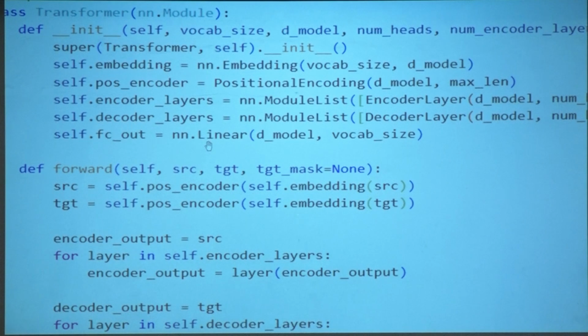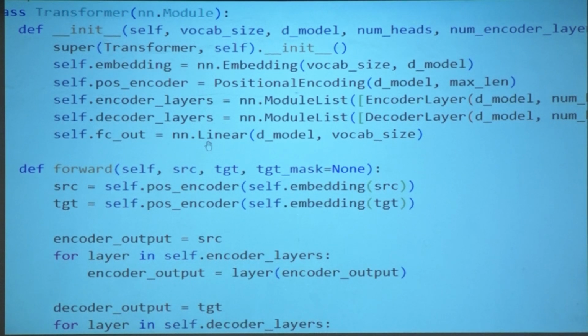What is step 1? Self.embedding. After that, self.position encoder. After that, self.encoder layers. After that, self.decoder layers. After that, finally, nn.linear. I don't write self.linear here. nn.linear. Are you all clear with this? Self.fc_out is nothing but nn.linear. Did you all understand? Yes or no?